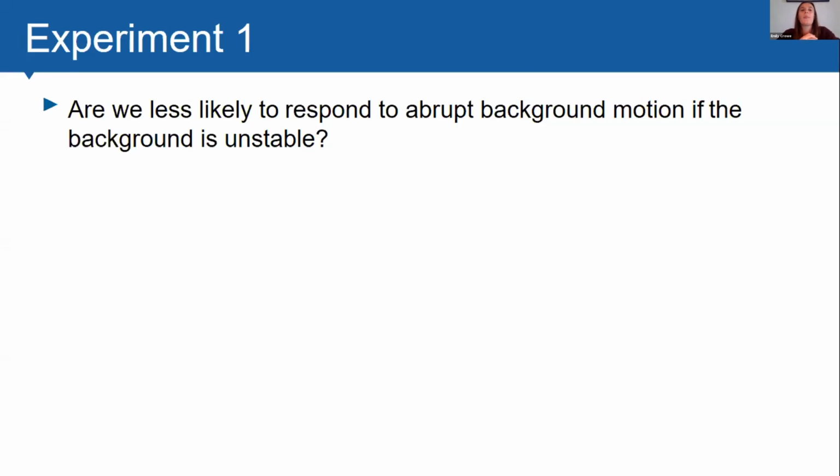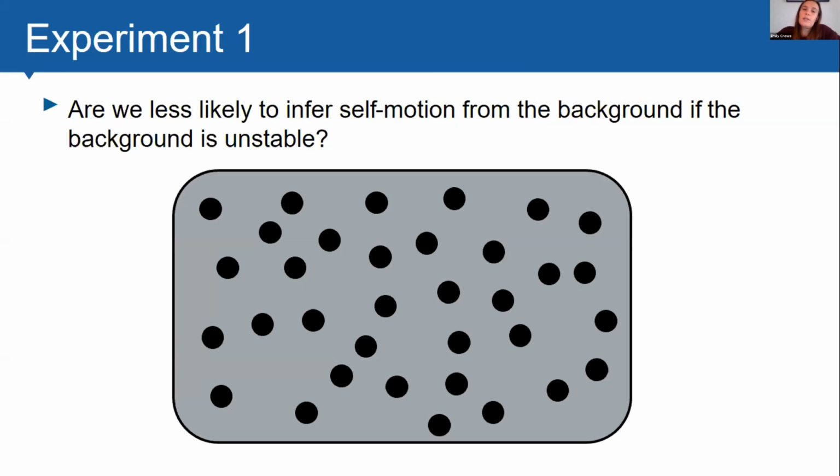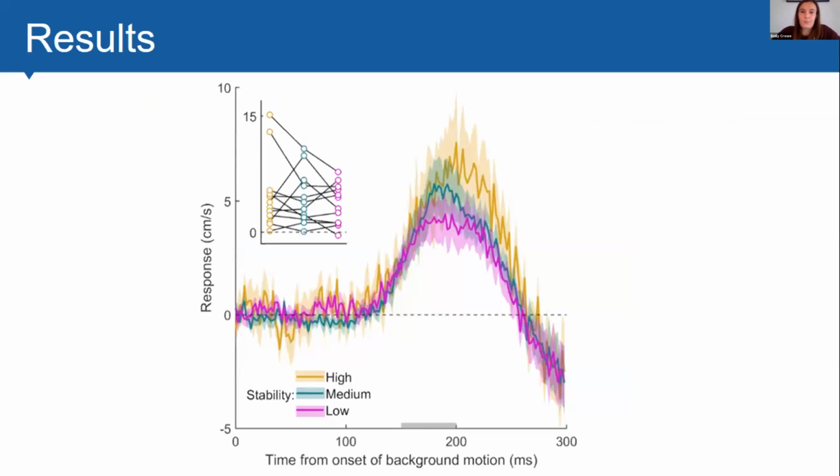So we used 3 conditions. In a high stability condition, there was only the abrupt background motion on 20% of trials, such that overall you were viewing a very stable background. In a medium stability condition, there was always abrupt background motion, either leftward or rightward. And in the low stability condition, we used asynchronous limited lifetime dots, such that they looked a bit like this with flickering. So the background was constantly changing and then underwent the abrupt background motion, such that it isn't a very reliable background. And these are the results.